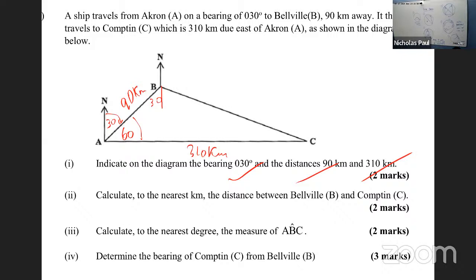Calculate BC. What's the rule to find BC, Isa? Yeah, cosine. Cosine, very good. And then go ahead and find the angle ABC after. Right, go ahead, have fun.